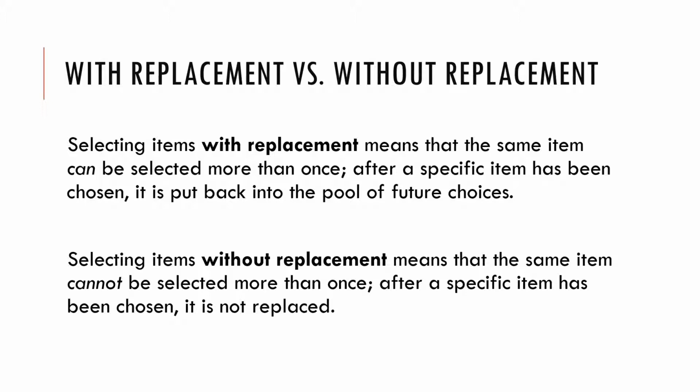So for example, imagine maybe a teacher is selecting names out of a hat. So if you were selecting names with replacement, then you would pick a name and then you would put it back in the hat after you picked it. So that's with replacement. Selecting items without replacement means that the same item cannot be selected more than once. So after a specific item has been chosen, it is not replaced or not put back into the pool of future choices. So again, if a teacher was choosing names out of a hat, the teacher would choose the name and then it goes out of the hat. So it is not allowed to be chosen again.